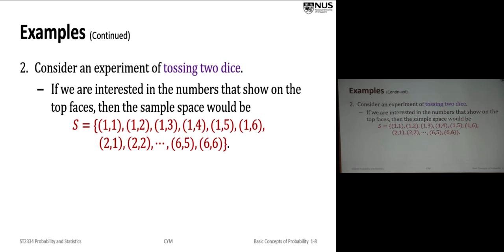But in fact, the question may be clearer if I paint the first die with red color. I call it the red die, and the second one a blue die. Then the first number indicates the outcome of the red die, and the second value of the pair indicates the outcome of the blue die. Then 1, 2 means that the red die is 1 and the blue die is 2, while 2, 1 means the red die is 2 and the blue one is 1. So they are different.